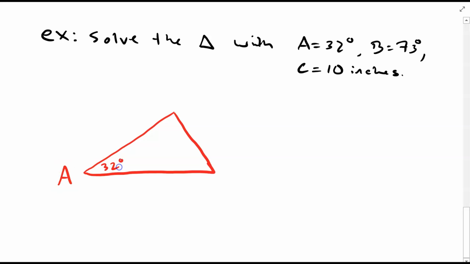So I'm going to call this one angle A, so that makes that side A. I'm going to call this guy angle B, so that's going to be side B over there. So that's angle C, and that's side C. And I'm just going to label that as 10 inches.